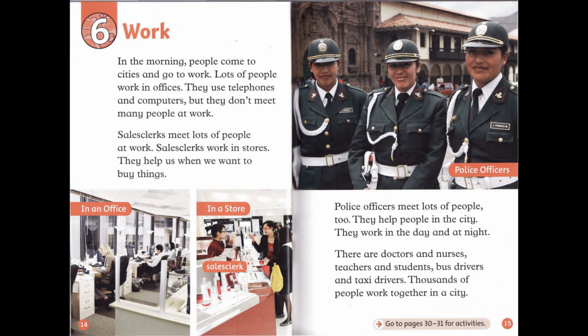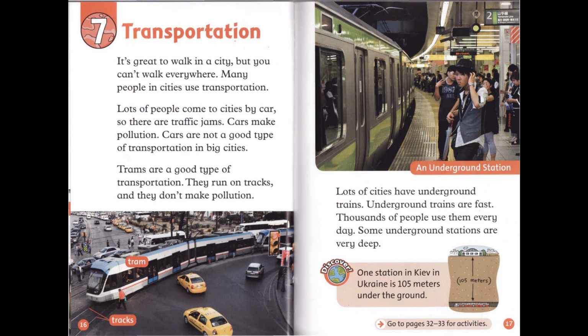Chapter 7. Transportation. It's great to walk in a city, but you can't walk everywhere. Many people in cities use transportation. Lots of people come to cities by car, so there are traffic jams. Cars make pollution. Cars are not a good type of transportation in big cities.